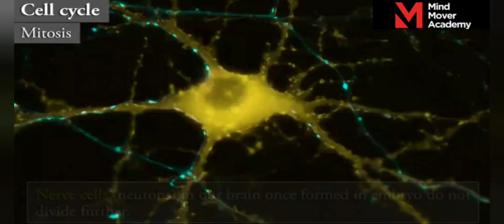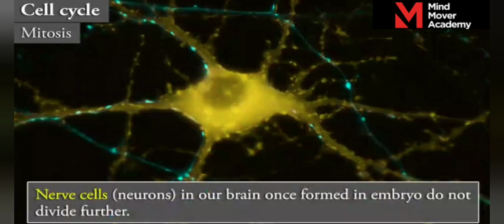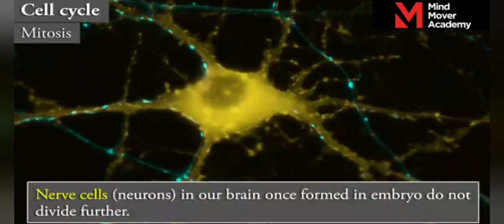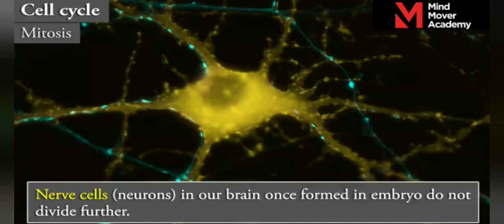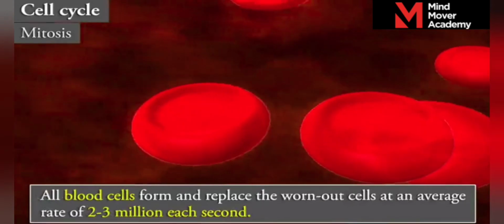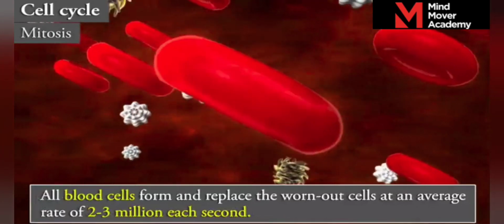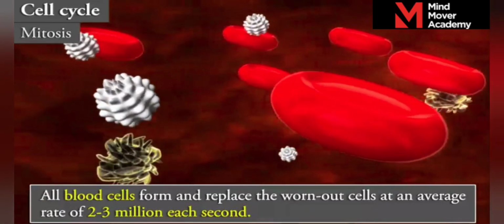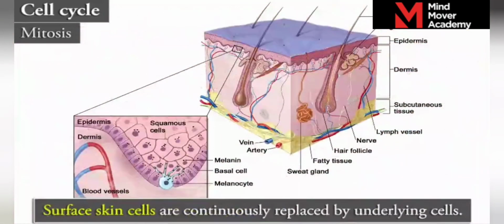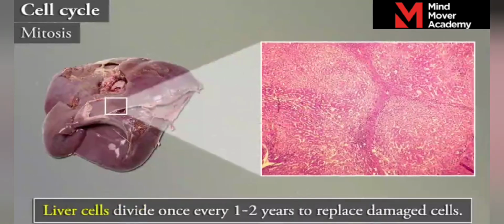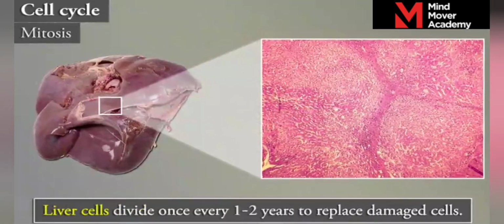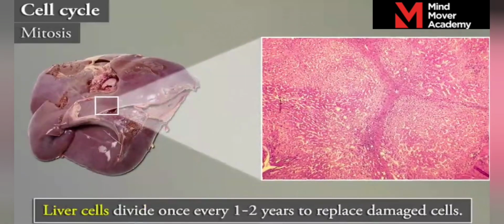For example, nerve cells or neurons in our brain, once formed in embryo, do not divide further. All blood cells form and replace the worn-out cells at an average rate of 2 to 3 million each second. Surface skin cells are continuously replaced by underlying cells. Liver cells divide once every 1 to 2 years to replace damaged cells.